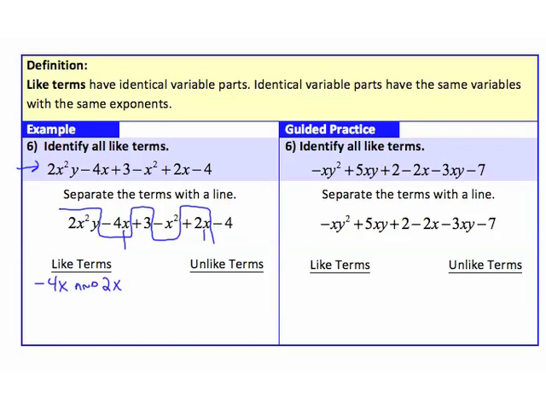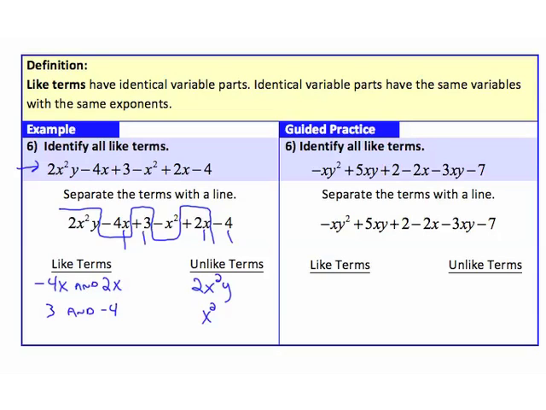Let's see. The other pair of like terms that I have there are the constant terms. Since they don't have a variable part at all, those terms are like terms. The variable parts match. So I would say a positive 3 and a negative 4. Now let's see my unlike terms in that expression. 2x squared y is an unlike term. There's no other terms that had matching variable parts with that. And the other unlike term that I had in there was x squared.